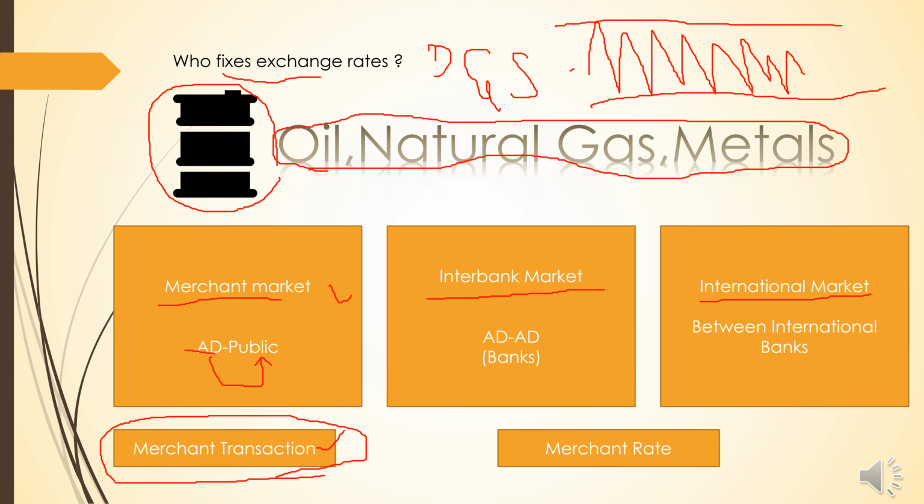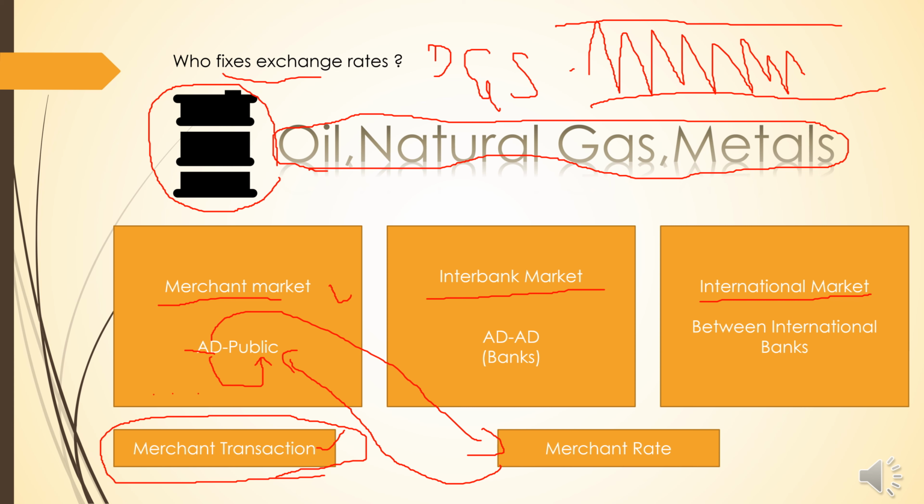Thus, in this transaction, the rate offered by the authorized dealer to the public is known as merchant rates. Put simply, it is the transaction between a regular customer and a bank, and whatever rates are offered by the bank are known as merchant rates. You can equate this market to a retail market, and the transaction values are relatively small.